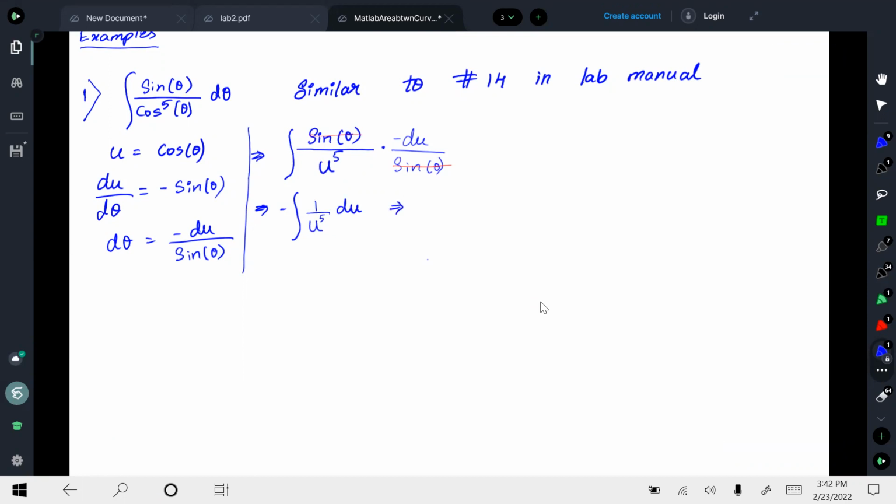Okay. I will pause here. Can somebody tell me the final answer? It is quite easy. You just have to apply the power rule.